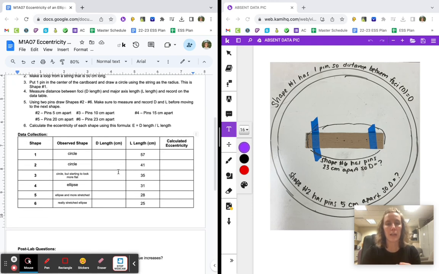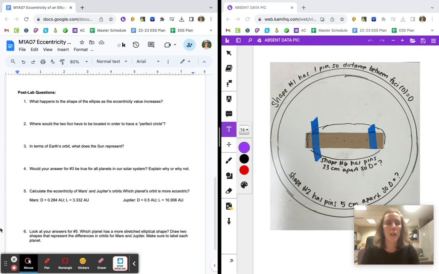After you've calculated all of your eccentricity values, you'll be able to see how eccentricity relates to shapes. Like, a most perfect circle has an eccentricity value of 0, and a very stretched ellipse, so for this lab, this is my most stretched ellipse, will have an eccentricity value very close to 1.